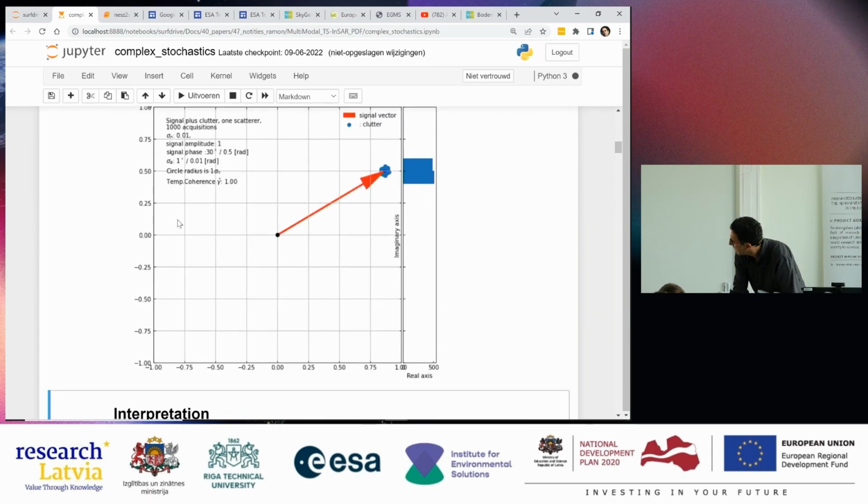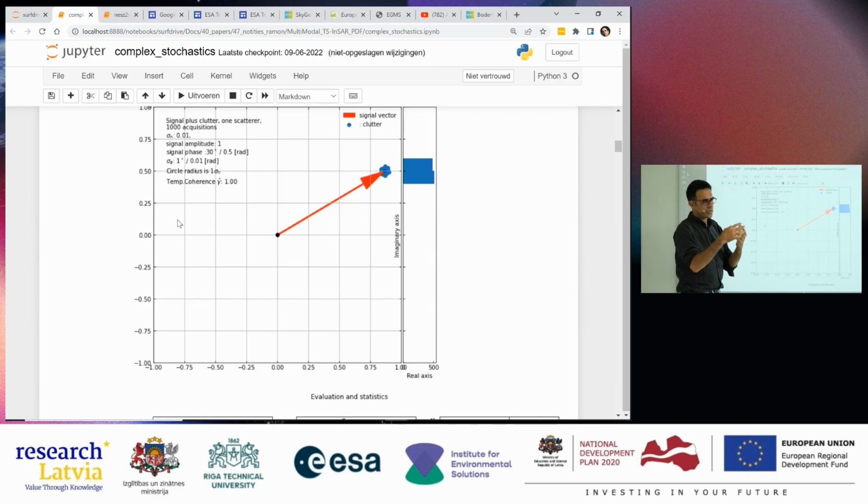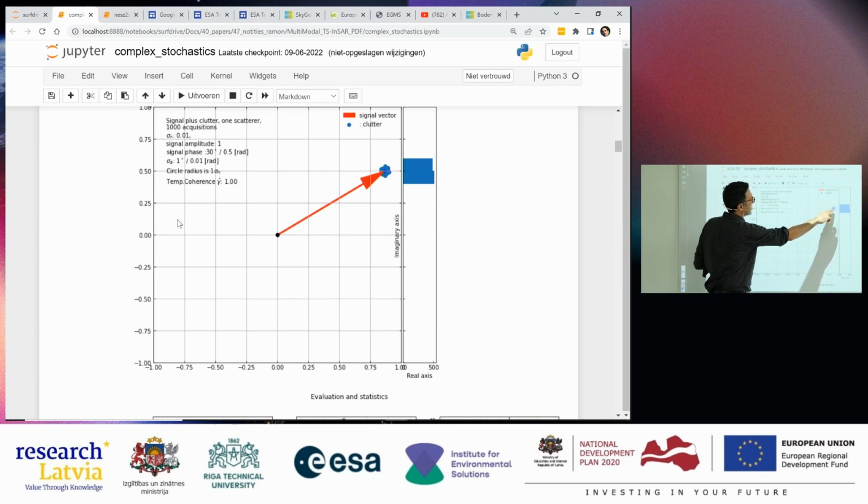That's what you see over here. Let me explain this figure to you. This is the complex domain, right? The complex numbers. I have the real part over here and the imaginary axis over here. This is the center, and what I'm simulating here is one scatterer, one reflector which is very strong, and maybe 1,000 elements of clutter. So the amount of noise is very, very small. You see that over here in this bunch of little blue points. That is basically the noise.